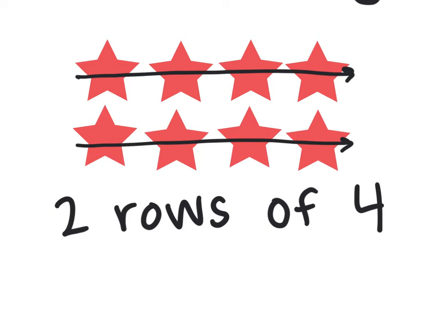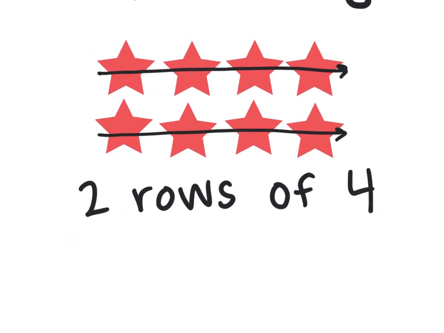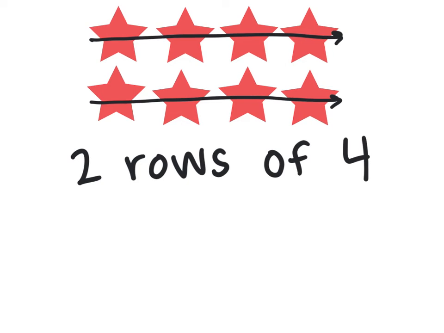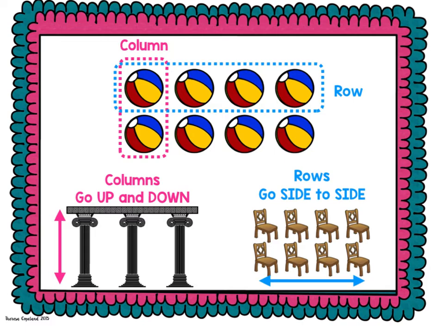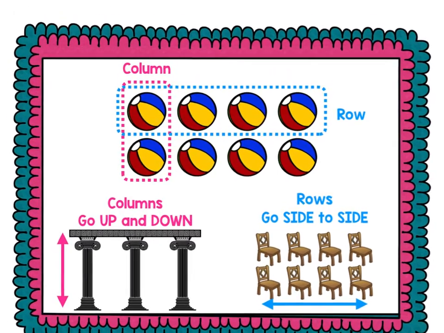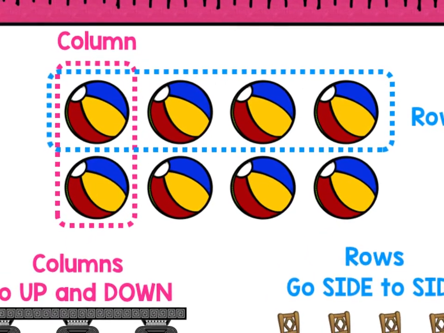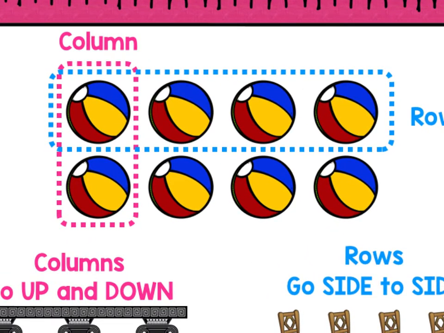Just like that Brain Pop video introduced on Tuesday, this is called an array. Can you say that word? Array. An array is when things are lined up in rows, like my stars, and then in columns. So this picture at the top, there is an array of beach balls. There are, just like my stars, 2 rows of 4.